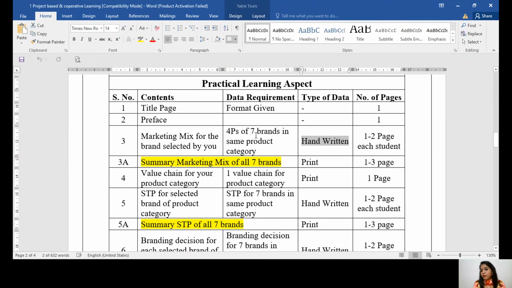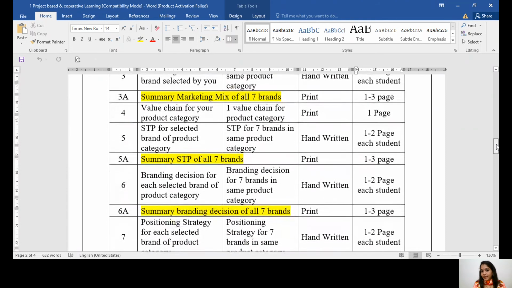Once they had done all this activity, I asked them to create a summary of what they had done. To summarize, these 6 or 7 people had to come together and discuss, because the summary had to be only 1 to 3 pages. Compiling the entire work into just 1 to 3 pages requires a lot of effort, right? That is how I converted this project-based learning into a cooperative learning approach also. So this is how I created the entire project.